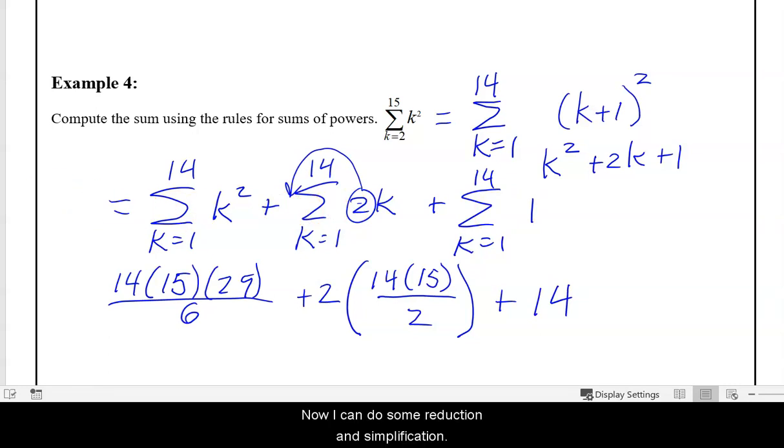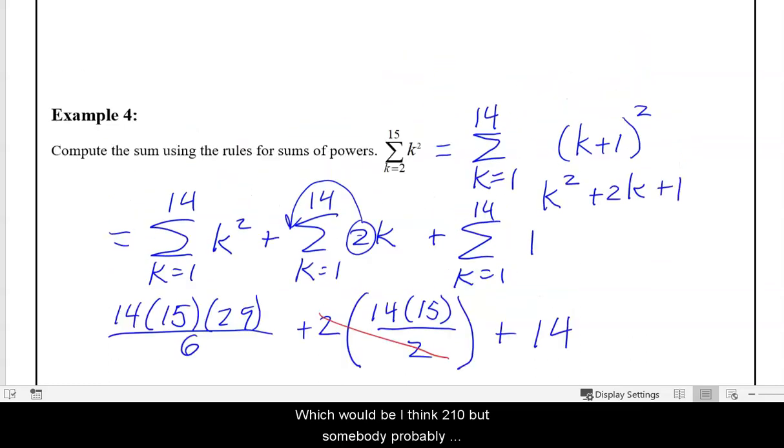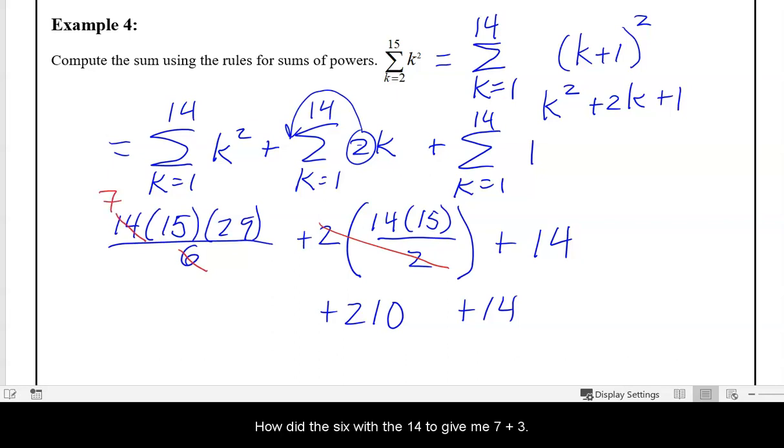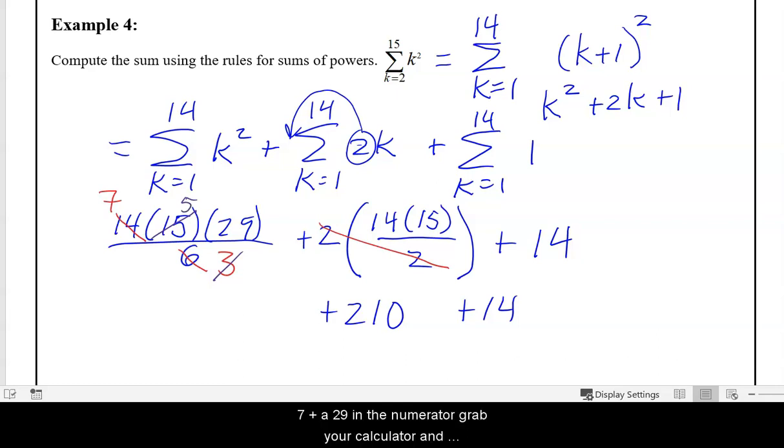Now I can do some reduction and simplification. The 2's will cancel, and I'll get 14 times 15, which would be, I think, 210, but somebody probably needs to check. And then we have the plus 14. Over here, I know I can reduce at least the 2 out of the 6 with the 14 to give me 7 and 3. Then I know that 15 is divisible by 3, and that will give me a 5, a 7, and a 29 in the numerator.